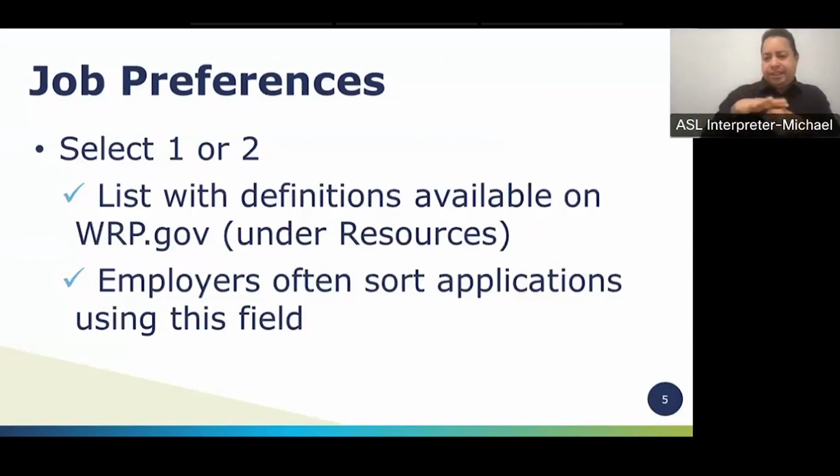As part of your employment interests, the WRP application will ask you about your work interest areas, which we call job preferences. You can select 1 or 2 choices. Choosing 2 preferences is encouraged. There is a list of these categories in the resources section of the WRP website. When making your selections, it may be helpful to consider what you are studying in college, what sort of work you would like to do, and what sort of experience you have so far. This field tells employers the segment of work you are looking for and helps them sort through applications.